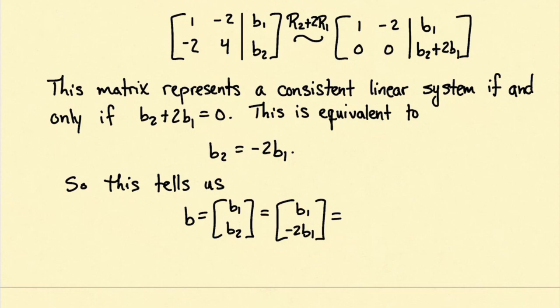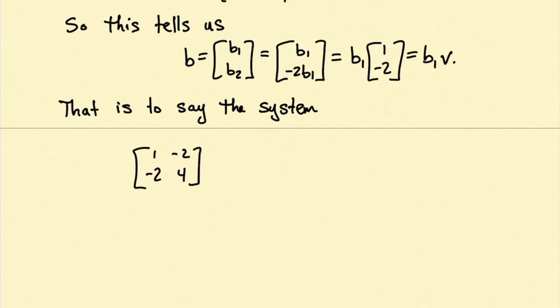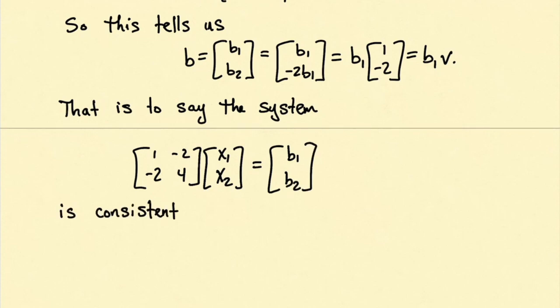And if we pull out the b1, we can think about this as a scalar multiple, b1 times the vector (1, -2), which, if we remember, is the same thing as v. So the answer to our original question, for which vectors b is the matrix equation Ax equals b consistent, is that b must be a scalar multiple of the first column of our matrix.